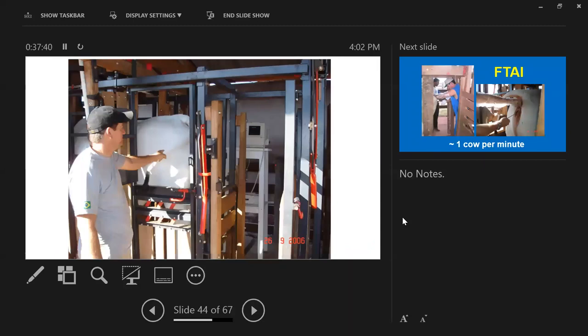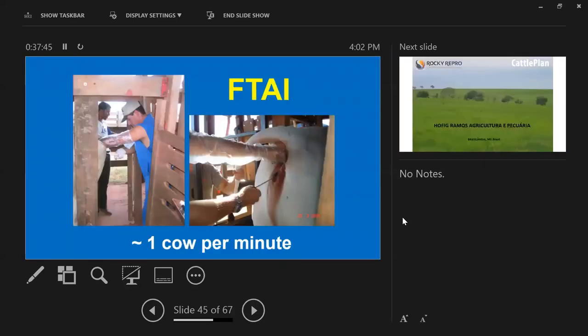These are some of the facilities in Brazil. It's a nice new crush doing some AI work, but because the numbers are so big, their speed is amazing, so they can AI a cow a minute in some of the bigger places.